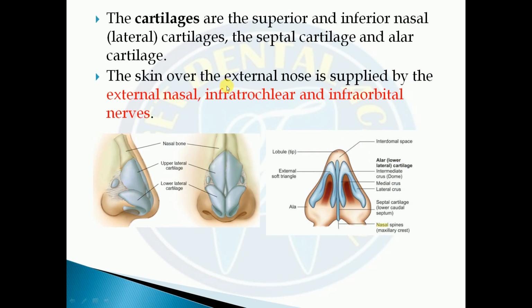Coming on to the cartilages. These are the superior, upper lateral cartilage, the inferior, lower lateral cartilage, and the alar cartilage. It is very important that the skin over the external nose is supplied by the external nasal, infratrochlear and the infraorbital nerves.